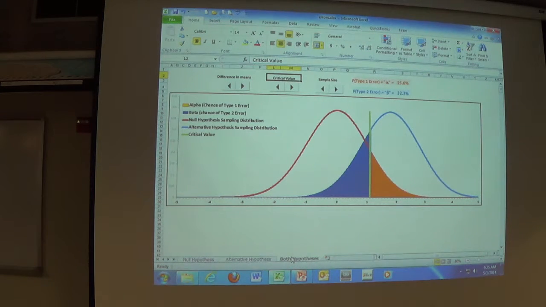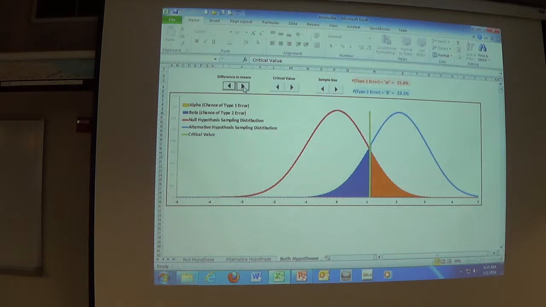We don't exactly know where it is. It's out there somewhere, so I've made it so you can move it. So here we go. We can move it to the right. We can move it to the left. This is all supposition at this point, correct? Because we don't know where it actually is. The one we know is fixed is that red curve, the null curve.